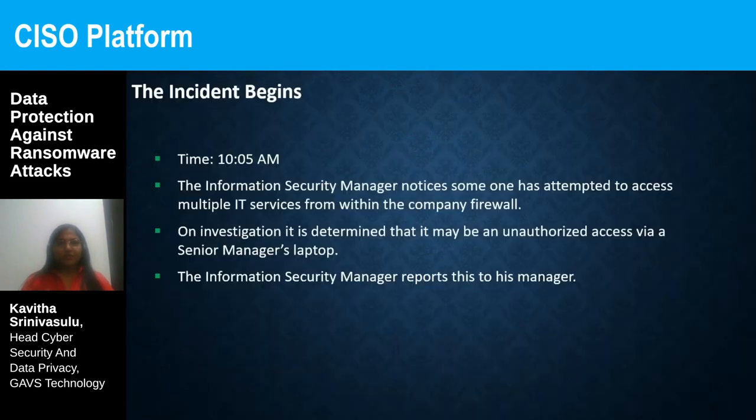Okay, so here the incident begins. By 10:05 a.m., the information security manager notices someone has attempted to access multiple IT services from within the company firewall. On investigation, it is determined that it may be an unauthorized access via a senior manager's laptop. The information security manager reports this to his manager. This is a simple start: when he feels there is some unauthorized access coming from a senior manager's laptop, he reports it to the manager.